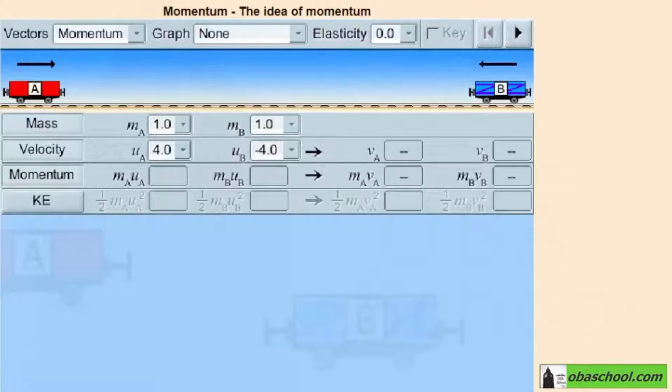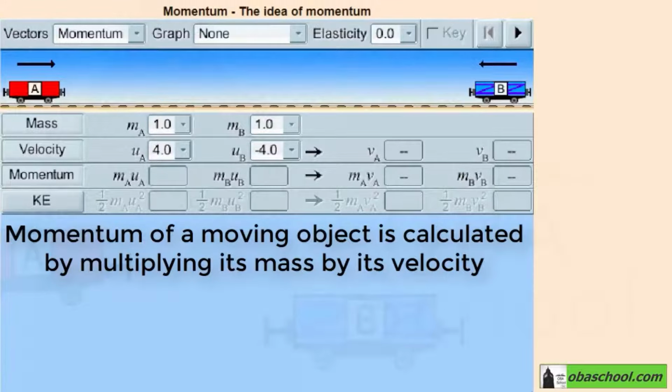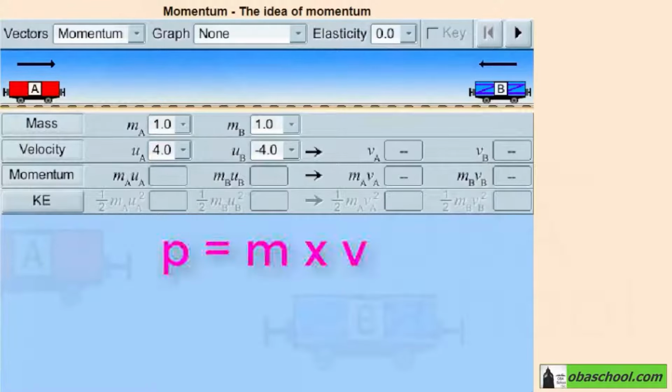Hello everyone! In this simulation, we're going to investigate the idea of momentum. Actually, we can predict the outcome of collisions using the idea of momentum. The momentum of a moving object is calculated by multiplying its mass by its velocity. The momentum is equal to mass multiplied by the velocity.